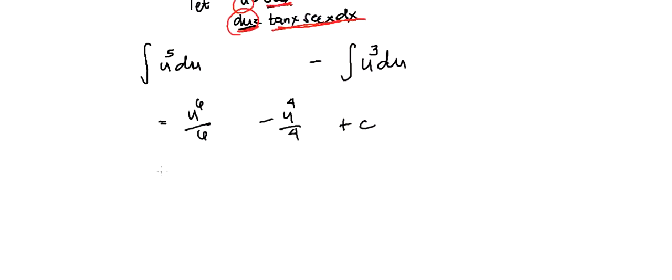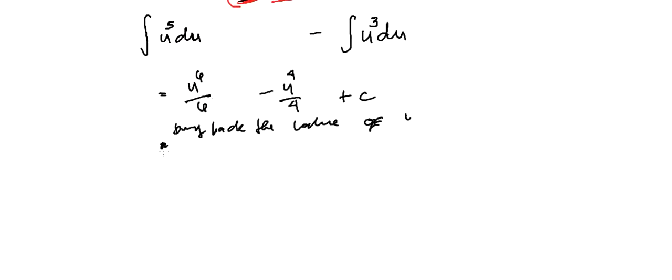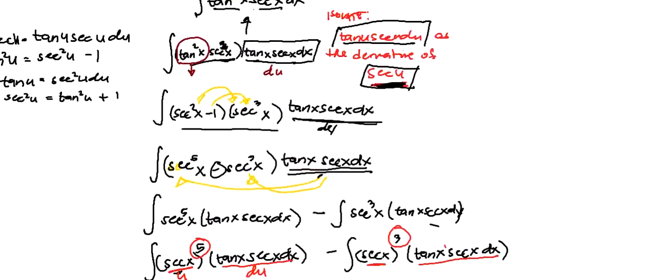But we need to bring back the value of u, which is equal to secant x. So our u is just equal to secant x raised to 6 all over 6, then minus u, which is equal to secant x raised to 4 all over 4, and then our plus c. And this is now our final answer.